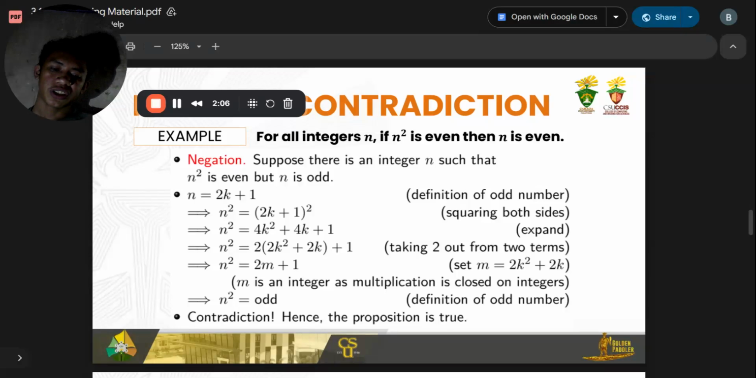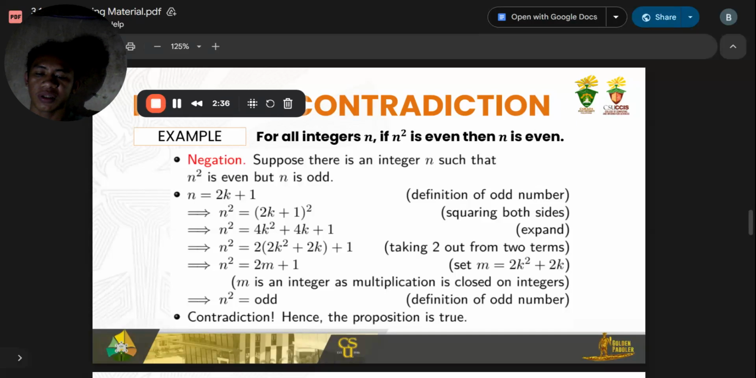Assume the contrapositive hypothesis. n is even, so by definition, n equals 2k for some integer k. Compute 3n plus 2. 3n plus 2 equals 3 times 2k plus 2, which equals 6k plus 2, which equals 2 times (3k plus 1). That is exactly the definition of an even number. So 3n plus 2 is even.